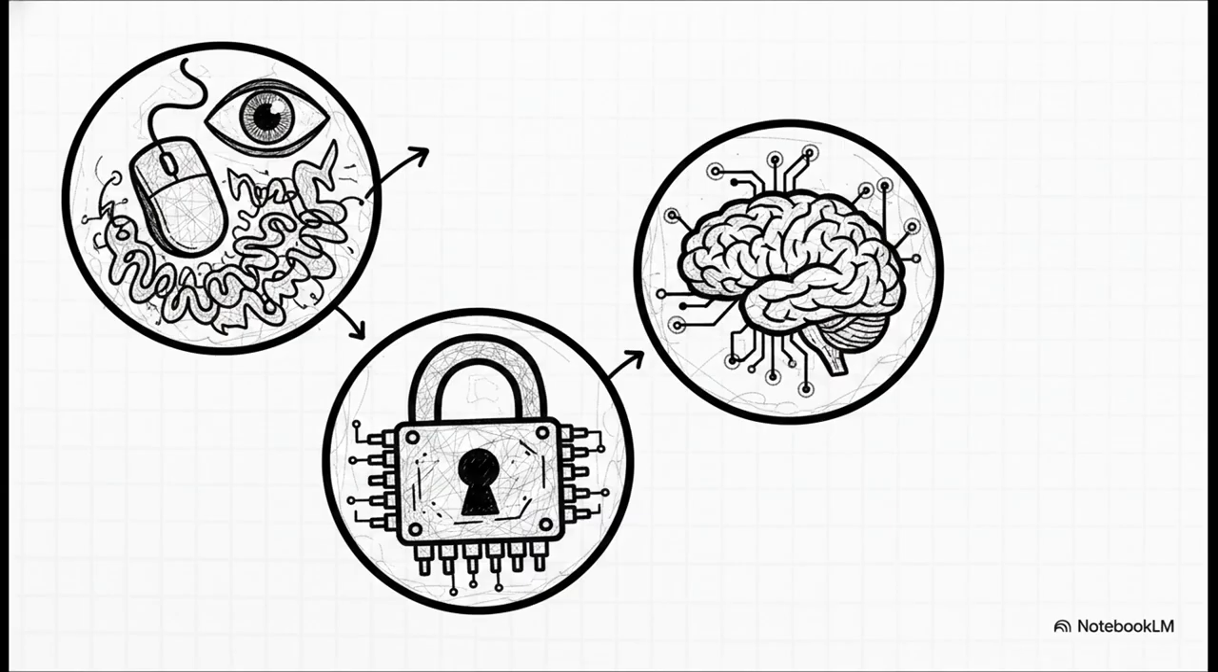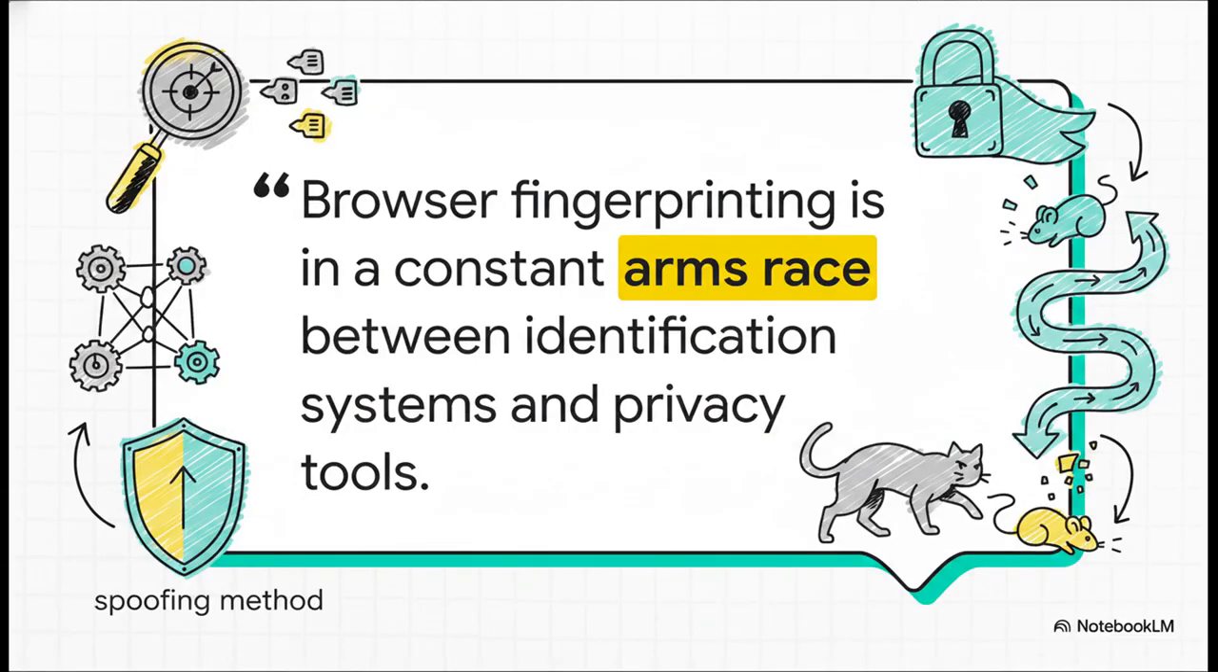We're seeing a terrifying rise in machine learning-based detection that builds a behavioral fingerprint. It analyzes the exact cadence of your typing and the micro movements of your mouse. Plus, we're staring down hardware attestation, actual cryptographic proof verifying your specific physical machine. Our source material really hits the nail on the head with this quote. Browser fingerprinting is in a constant arms race between identification systems and privacy tools. It's so true. The minute a new detection method drops, a new spoofing method gets engineered to bypass it. It is just this never-ending, high-stakes game of digital cat and mouse.